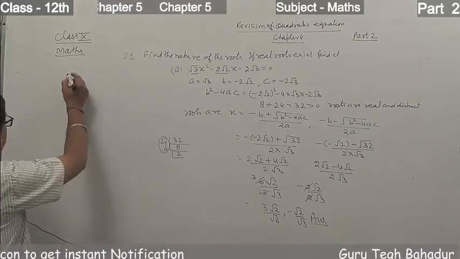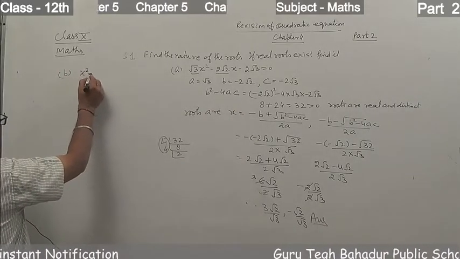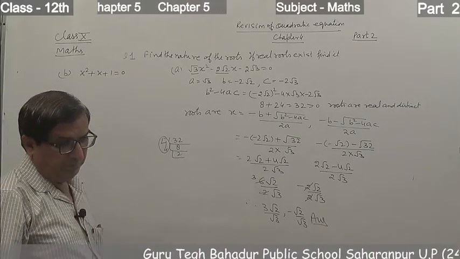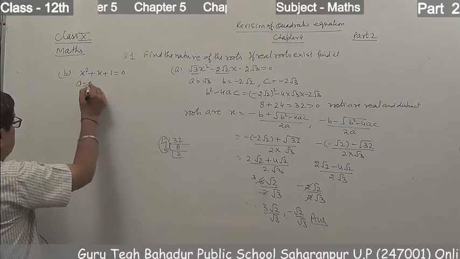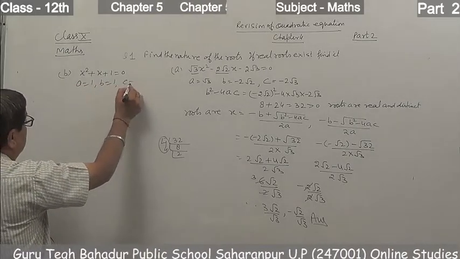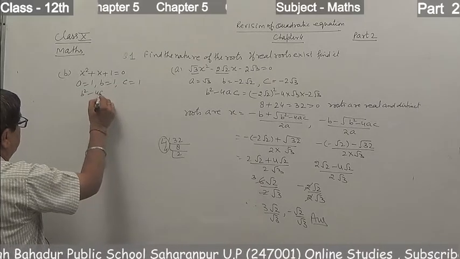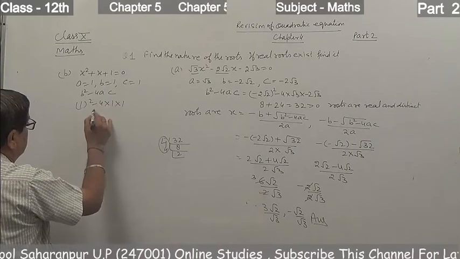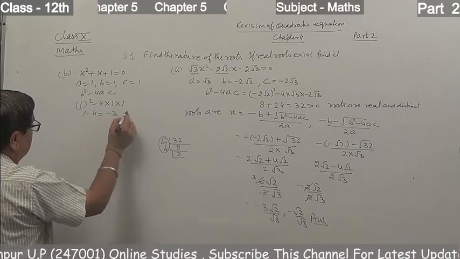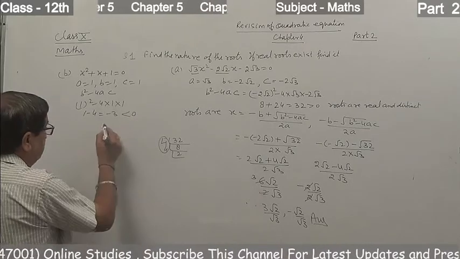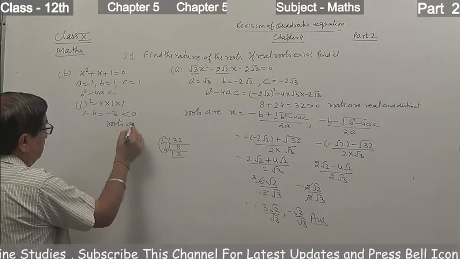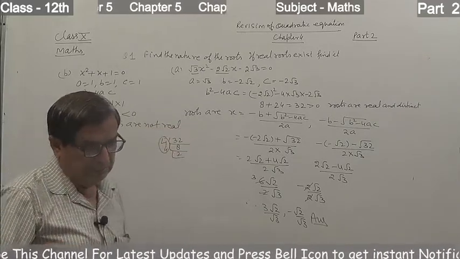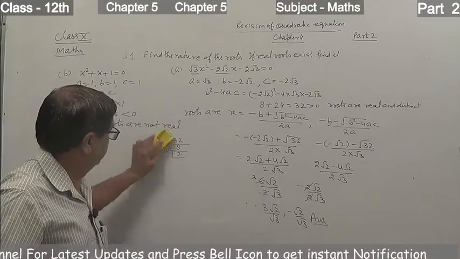See the b part of it: x square plus x plus 1 is equal to 0. A is 1, B is 1, C is 1, B square minus 4AC is 1 square minus 4 into 1 into 1, 1 minus 4, that is minus 3, which is less than 0. So roots are not real. When roots are not real, you will not calculate them.